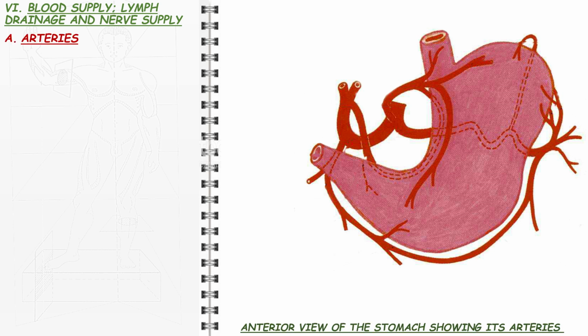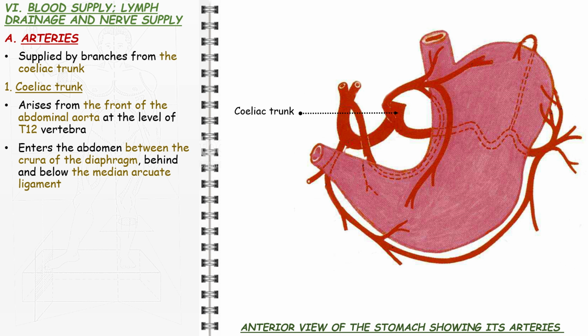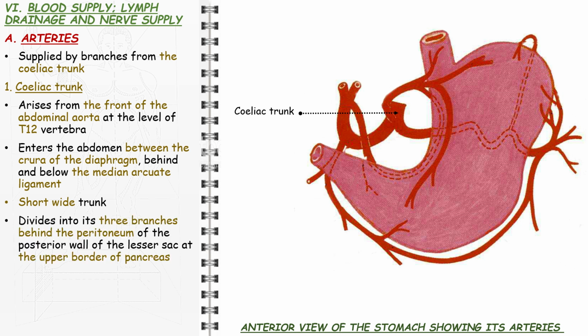The celiac trunk arises from the front of the abdominal aorta at the level of the T12 vertebra. It enters the abdomen between the crura of the diaphragm, behind and below the median arcuate ligament. It is a short wide trunk and divides into three branches behind the peritoneum of the posterior wall of the lesser sac at the upper border of the pancreas.